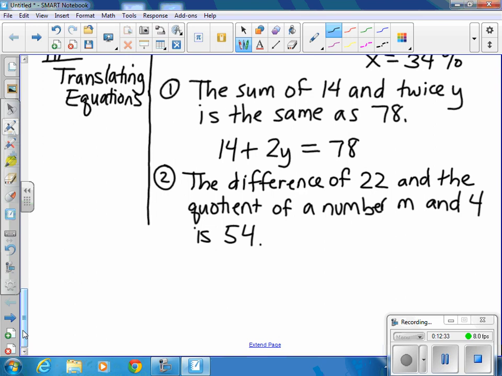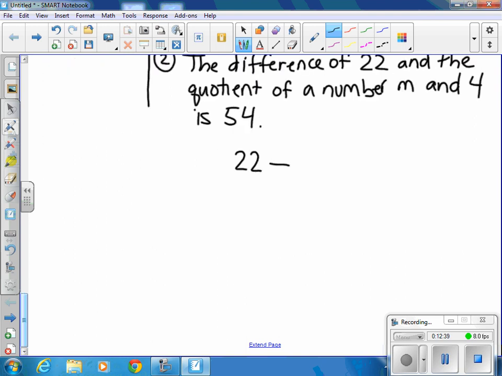Difference means to subtract, so we're going to subtract 22 and the rest of the stuff. So 22 minus, right? Then we have to deal with quotient, which is division. So we're going to divide a number m, so that's our m, that's first, and then 4. So 4 is going to go second. Remember that whatever comes before the word and is the numerator, whatever comes after the word and is the denominator. And then all of that is or equals 54. And from there you can solve it if you wish to.